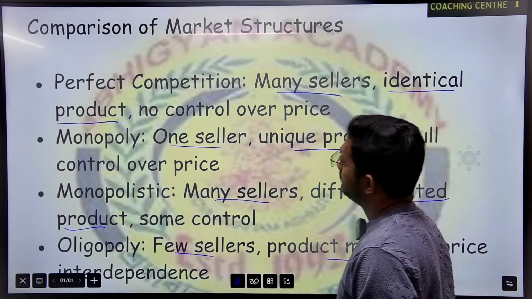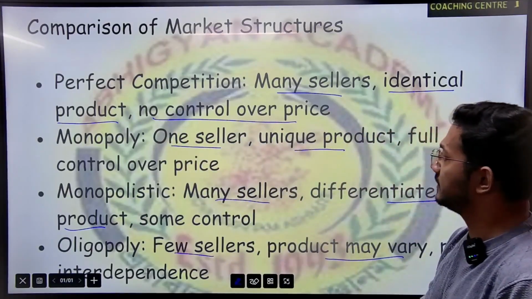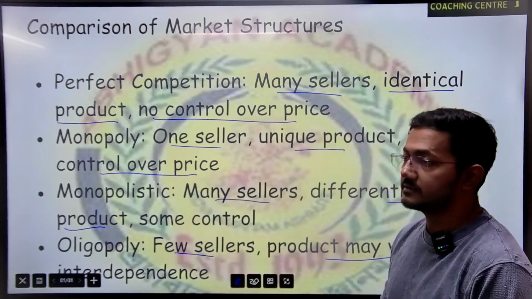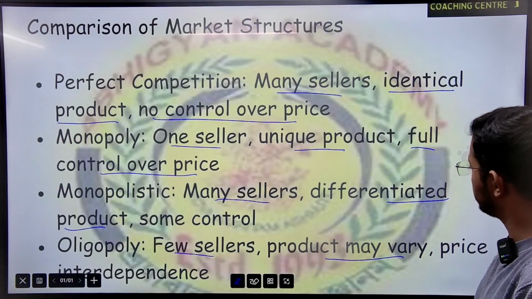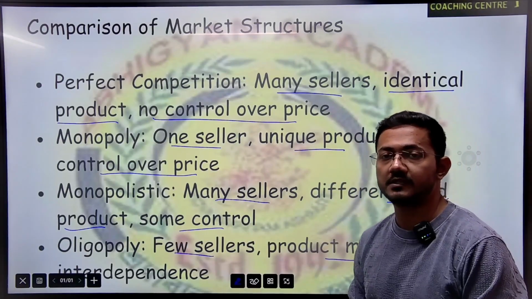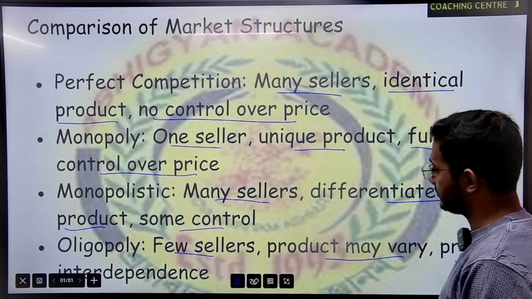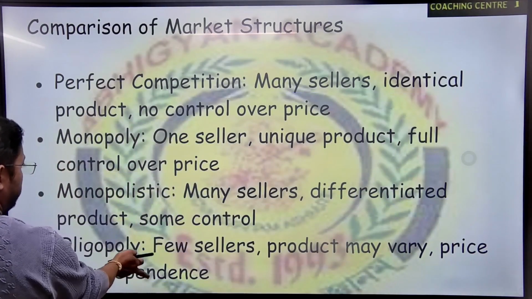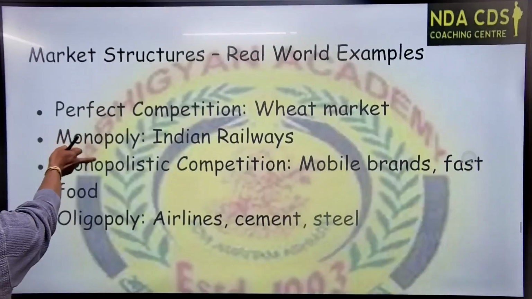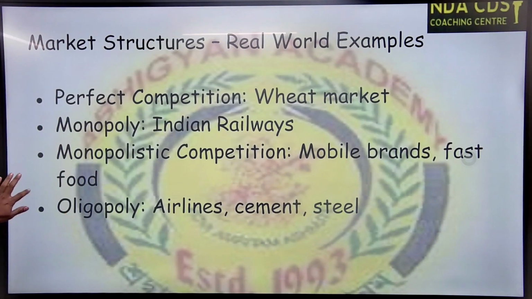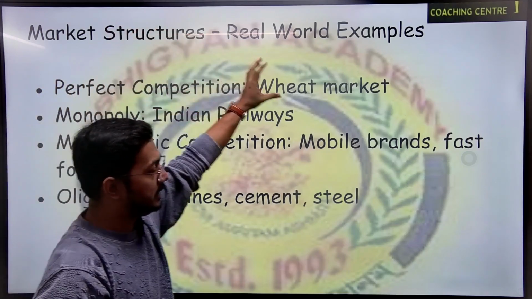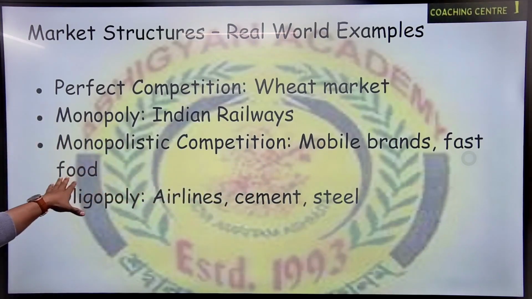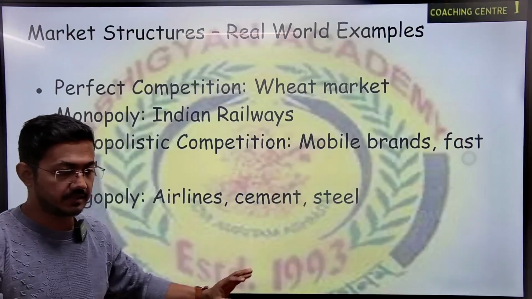Next, in perfect competition, the seller has no control over the price. In monopoly, full control over the price because the buyer will have no other option. In monopolistic competition, there is some control, not full, but some control. In oligopoly, there is price interdependence among the sellers. I hope the concepts are very easy for you now. The examples: for perfect competition, wheat market, vegetable market; monopoly, Indian Railways; monopolistic competition, mobile brands, fast food, etc.; oligopoly, airlines, cement, steel, etc.